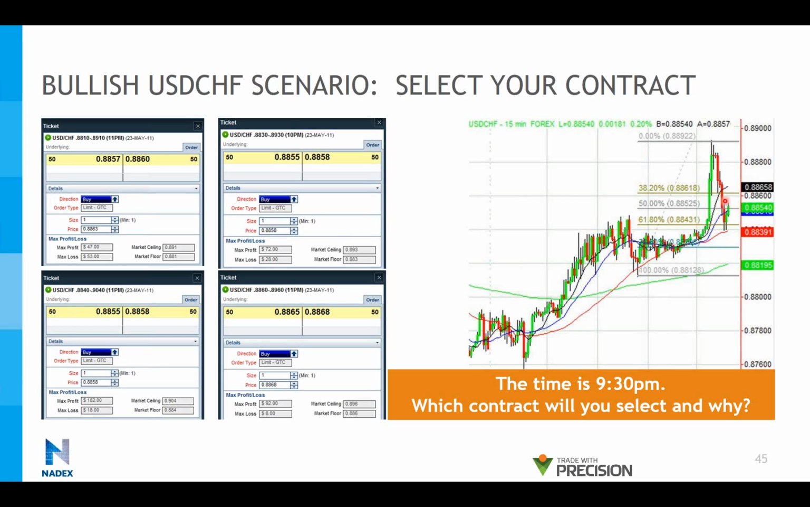Pullback, beautiful uptrend, bullish reversal candle setting up, and now we're expecting a trend continuation. What are the available options here? 88.10. Where are we trading here? We want to have something very close to 88.500.